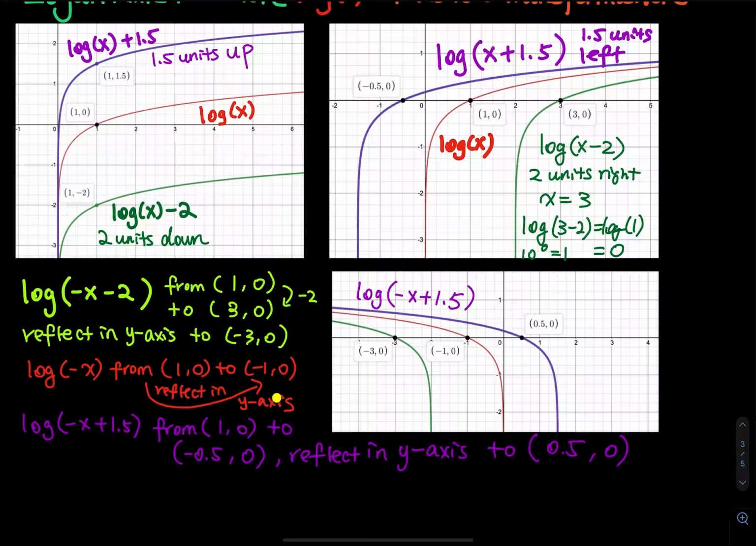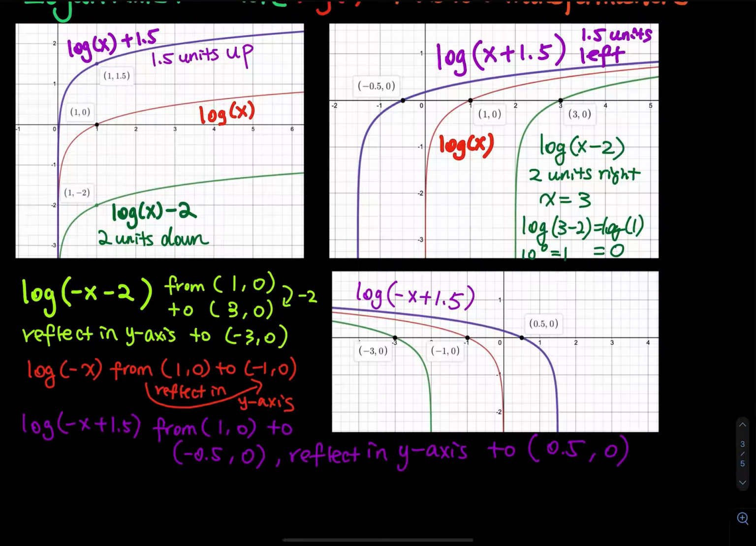Now, after the reflection, what happens when you subtract 2? When you subtract 2, you go from 1, 0 to 3, 0. If you do not consider the minus and the minus 2, then you are back to the log of x, which is the parent function. For log of x, we have an x-intercept at 1, 0. That's why I put it right here. Once you put a minus 2, that shifts the log of x 2 units to the right to 3, 0.